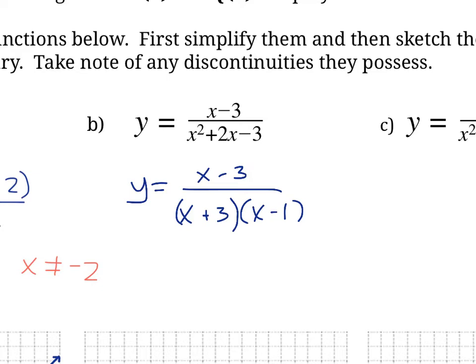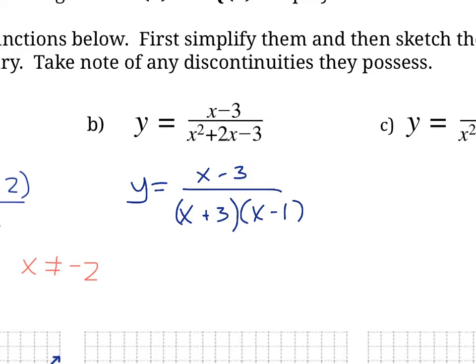No, not really, right? There's nothing we can cancel out of the top and the bottom. We have a minus 3 and a plus 3, so those don't cancel out. So what is this going to look like when we graph it? Well, we can think of it in the same way that we thought of the last question.